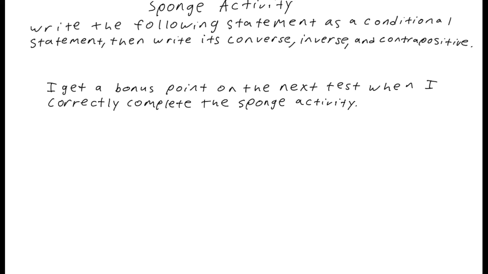Alright, now time for the sponge. I want you to write the following statement as a conditional statement, then write its converse, inverse, and contrapositive. So, for the statement, I get a bonus point on the next test when I correctly complete the sponge activity. So I want you to turn that statement into a conditional statement. Then, after you've turned it into a conditional statement, write its converse, inverse, and contrapositive.